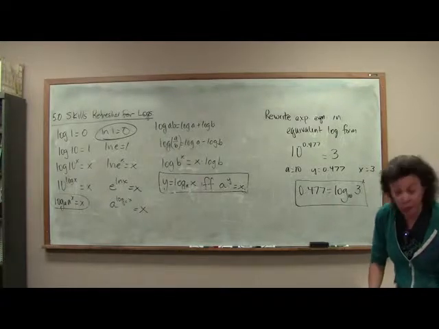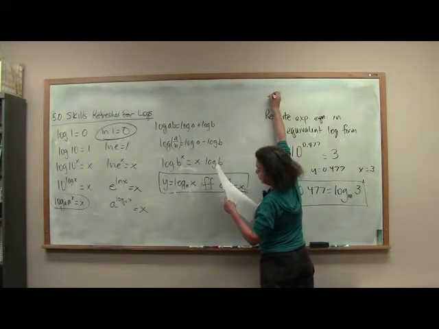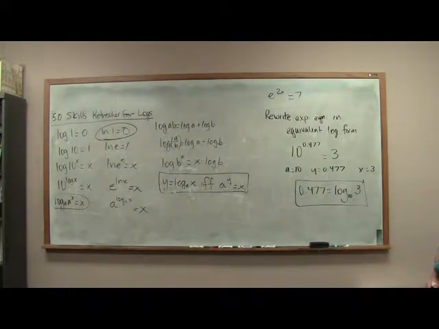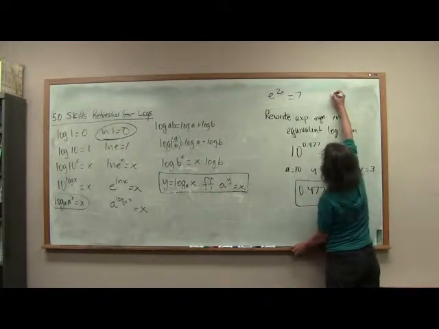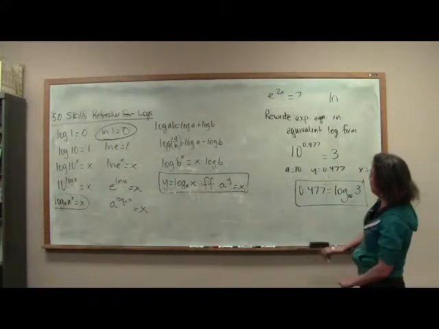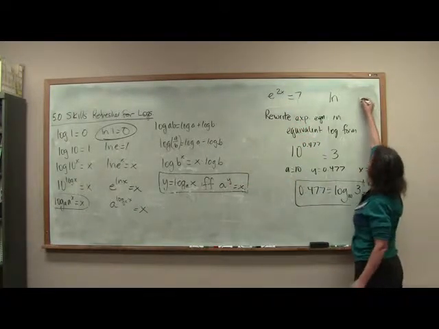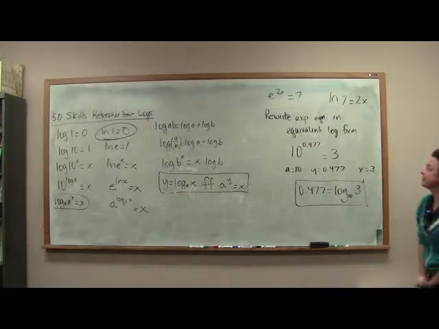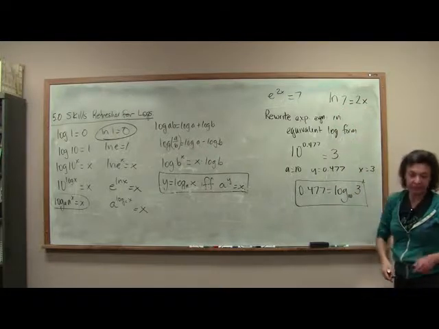Okay, let's do one more. Now, I'll do this up here. Let's do e to the 2x equals 7. All right. Well, what's the base of our log? It's a base of e, so I write natural log. Now notice here, this exponent is what goes on the other side of the equation, and what you're taking the log of goes right there. And again, e to the 2x equals 7.